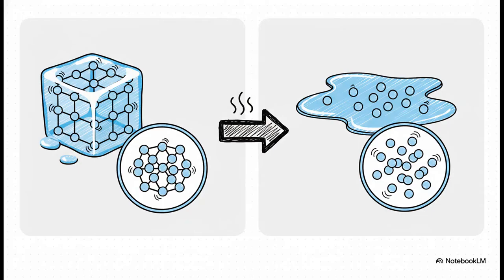Let's just zoom in on the most important comparison here. As the ice melts, you need to clearly explain the change from solid to liquid. In the solid, particles are locked into a fixed, regular pattern, just vibrating. But in the liquid, they've broken free. They're in a random jumble and can move past each other. Nailing this contrast is absolutely fundamental for a good answer.